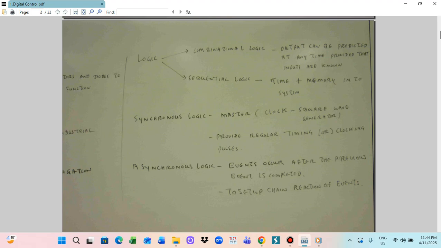First is the combinational logic. Here the output can be predicted at any time, provided the inputs are known. This means that when the user knows the input, when I put the input, the output can be predicted. The output can be predicted at any time, provided the inputs are known.